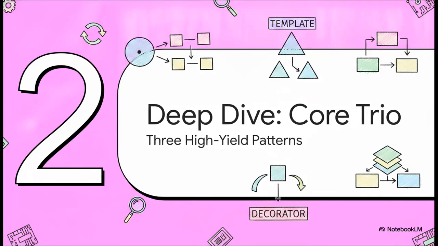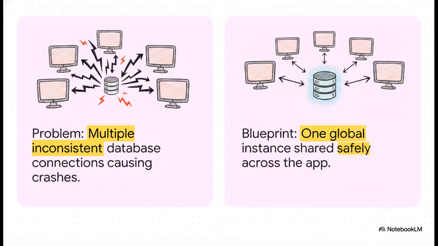Section 2. Deep dive into the core trio. These are three high-yield patterns you are almost guaranteed to encounter, both on your exams and out in the real world. Let's kick things off with a real creational heavyweight, the singleton. Imagine a realistic system bottleneck where multiple modules in an application are all desperately trying to open their own database connection. It's a mess. This creates inconsistent states, duplicate connections, and eventually total system crashes.